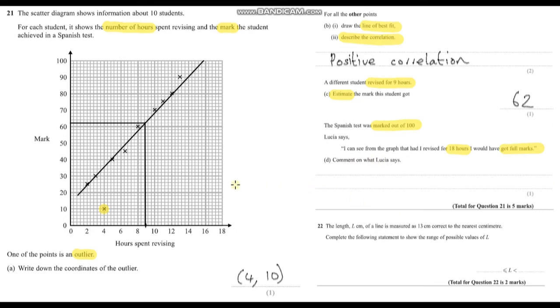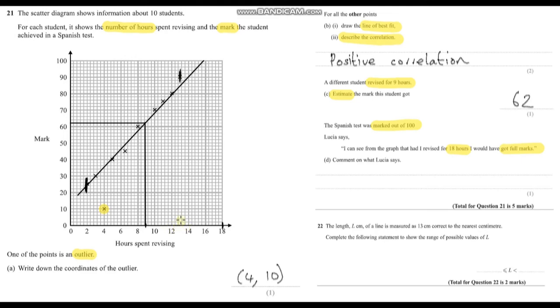So she's saying that if she revised for 18 hours, well, we'd go up and we can see that it's off the graph. So according to the graph, well, it looks like you would get 100%, but that is not correct. And the reason it's not right is because she has extrapolated the data. And what that means is she's picking a point on the graph that is outside the data range. So if we look at the range of the data, the lowest number of hours spent revising is 2, and the greatest number of hours spent revising is this value, which is, I'm not quite sure exactly what it is, but it's between 12 and 14.